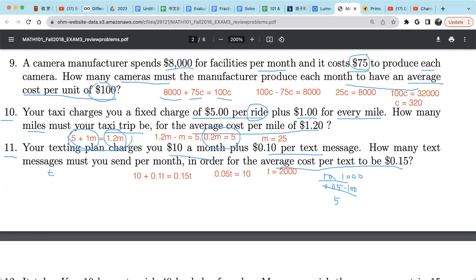1,000, oh, what did I do? Right, multiply by 100, multiply by 100. Then 1,000 divided by 5 is 200. That's 200, not 2,000. I made a mistake here, right? Because 10 times 20 is not 10 times 200. 10 times 20, you should get 200. So 200 text messages.